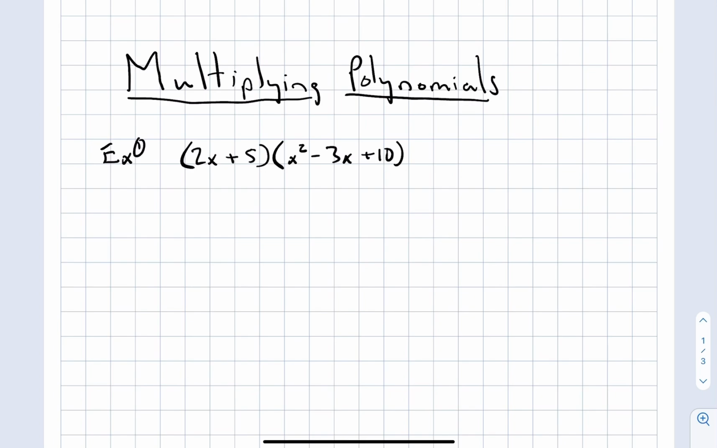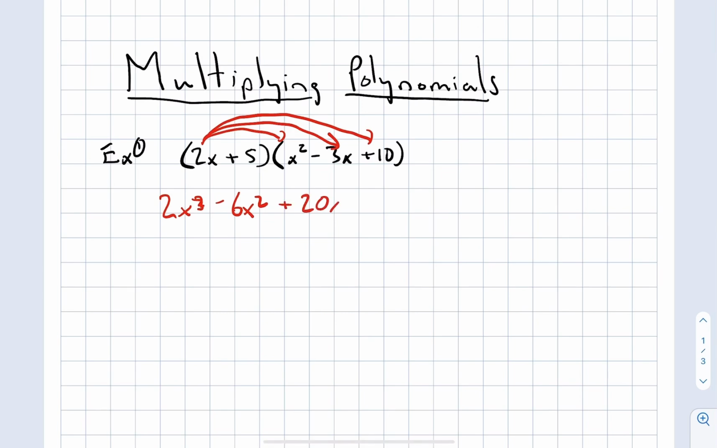So the distributive property is essentially saying, okay, we want to multiply both this 2x times everything over here in this trinomial, as well as the 5 times everything in this trinomial. Okay, so let's start off with this 2x. So we'll multiply the 2x times the x squared, and that's going to give us 2x to the third power. Then we'll take the 2x, multiply it by negative 3x. That will be negative 6x to the second power. Then we'll take the 2x times the 10, and that will give us 20x.